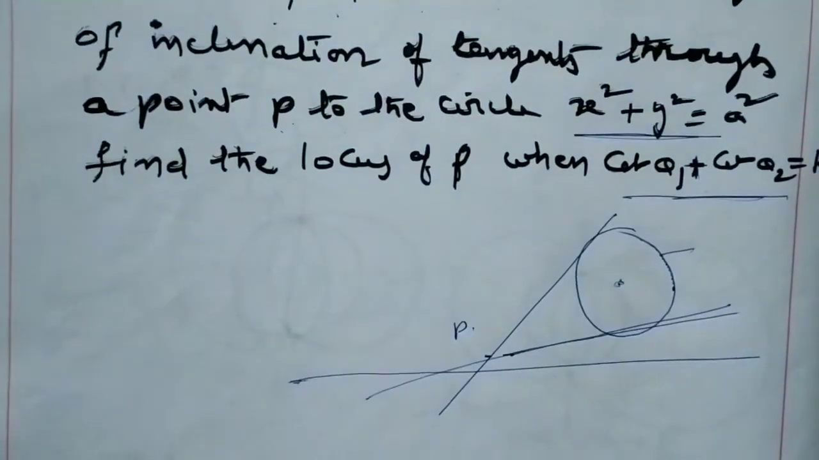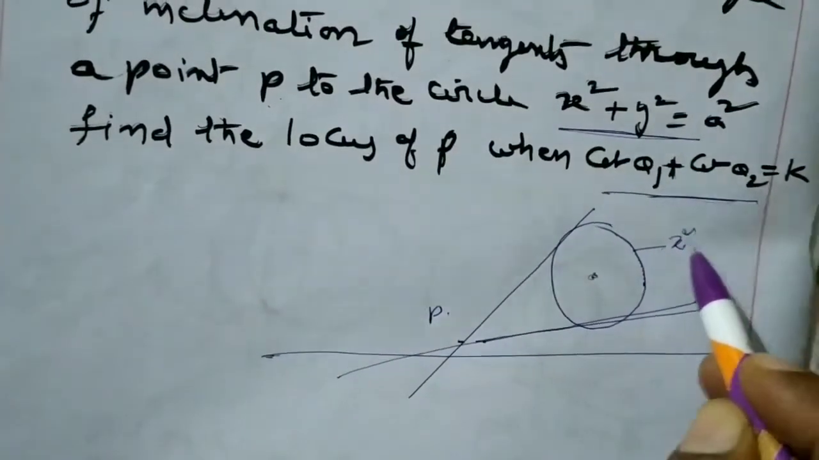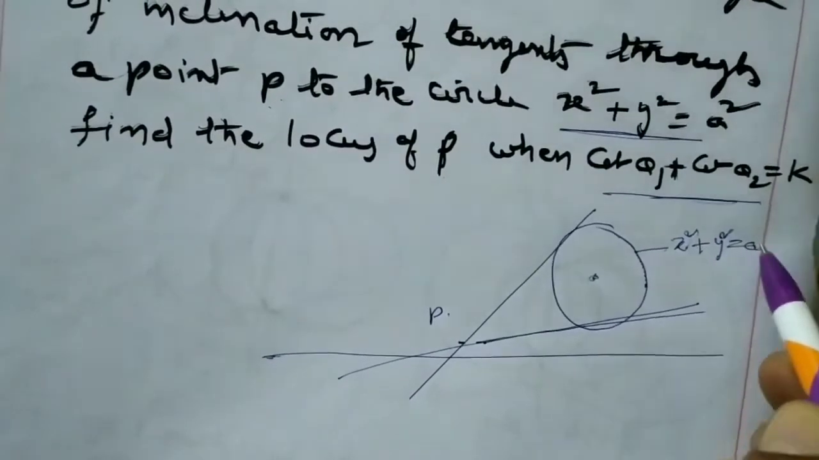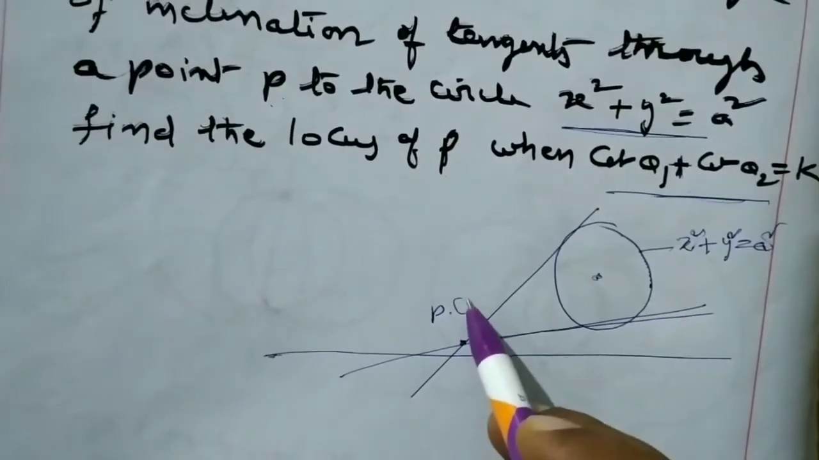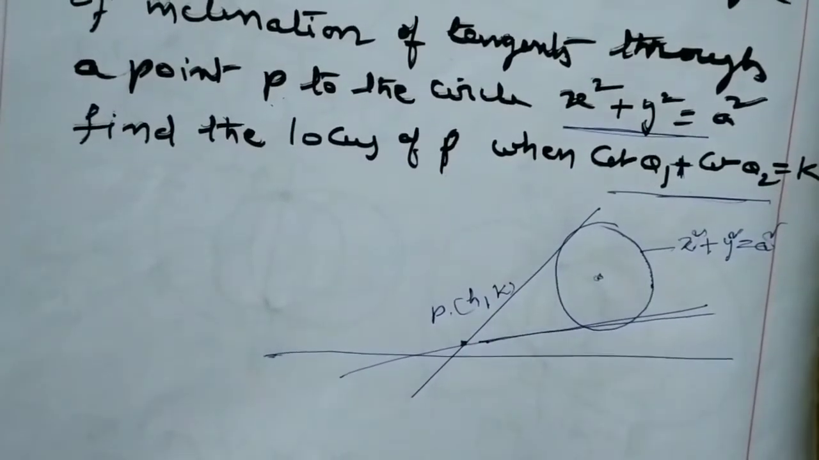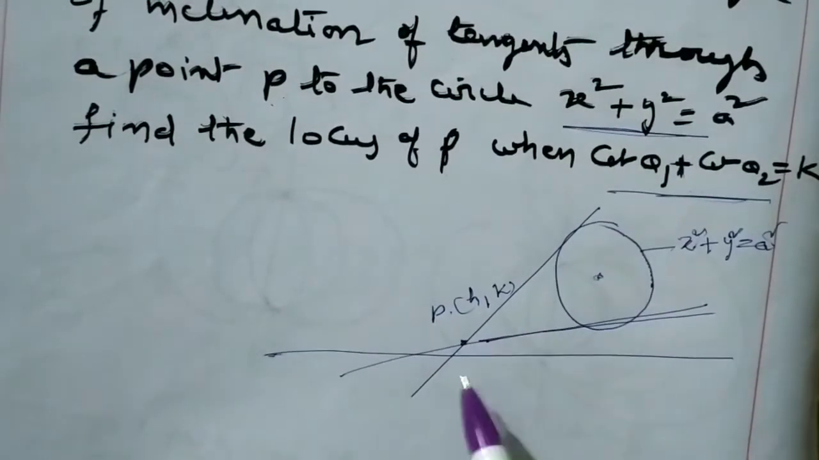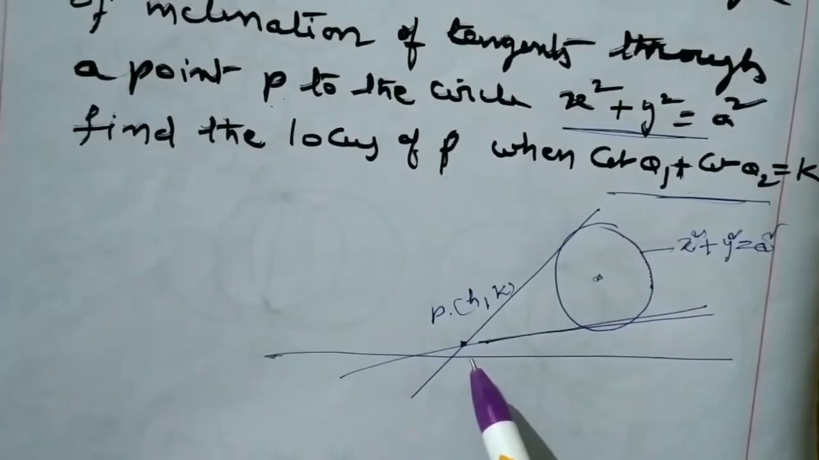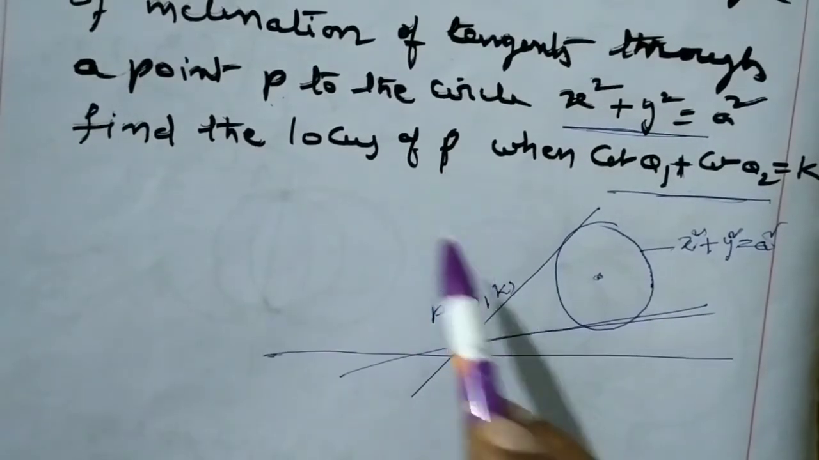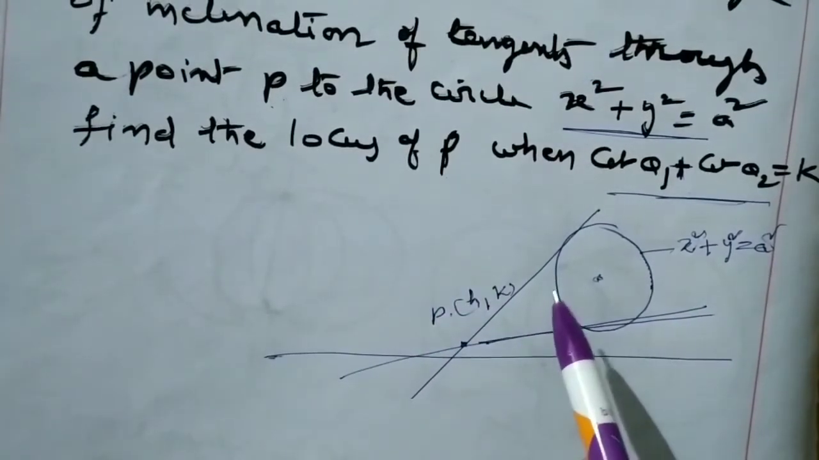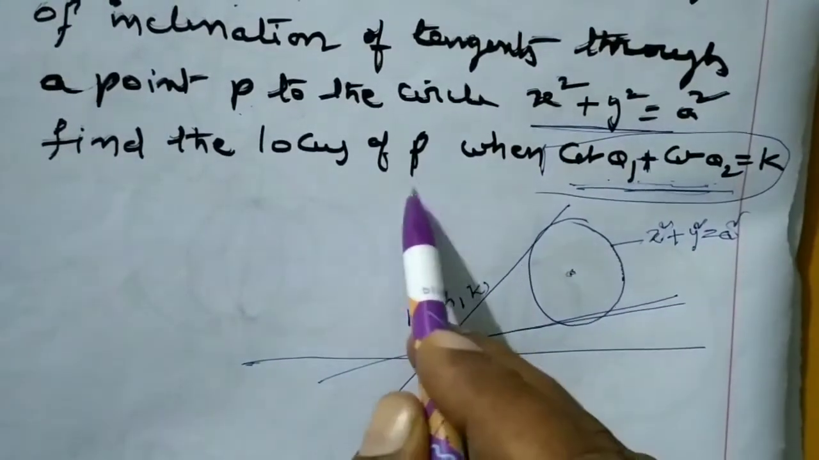See from the information, there is a circle x square plus y square is equal to a square. For this circle, from a point in the same plane, let us consider P(h, k) be the point in the plane. From this point, a pair of tangents are drawn. Suppose from this condition, we need to find out the locus of P.